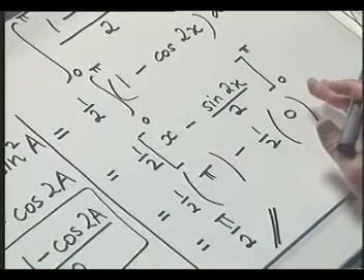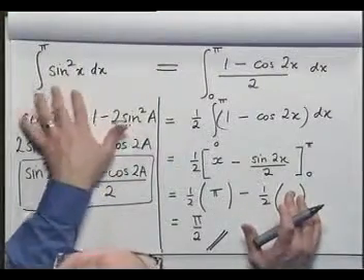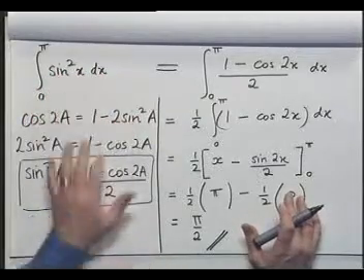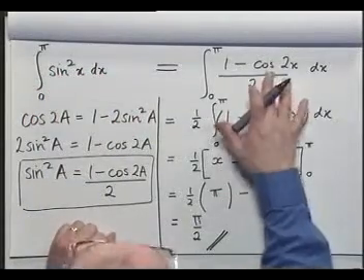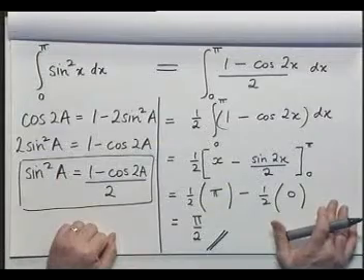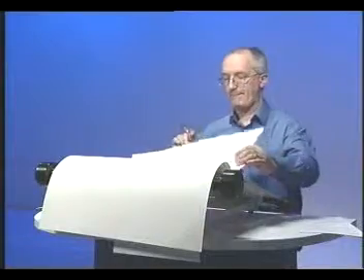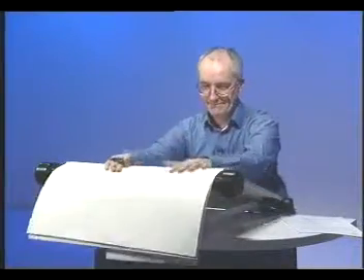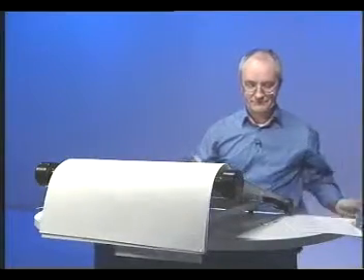And that's our first example of how we've used a trigonometric identity to rewrite an integrand involving powers of a trig function in terms of double angles, which we already know how to integrate. Let's have a look at another example.